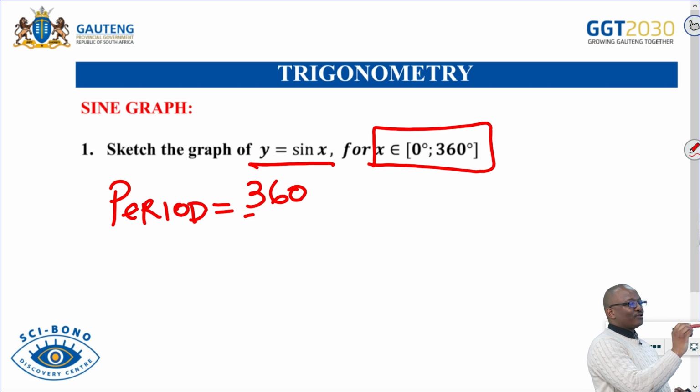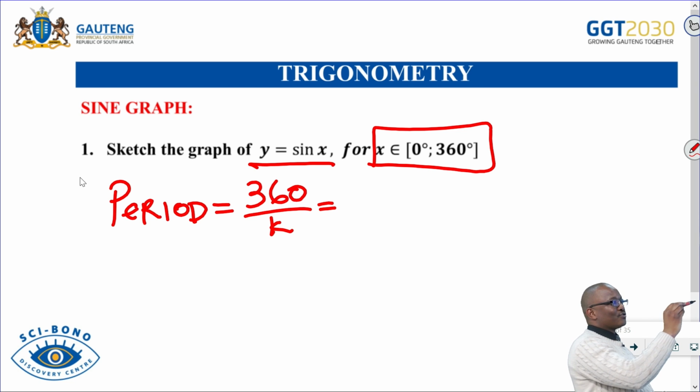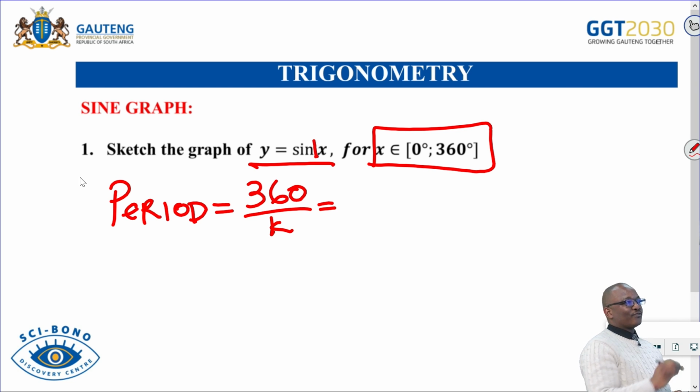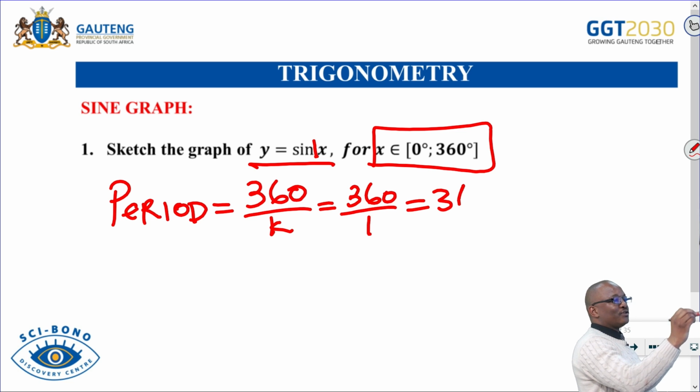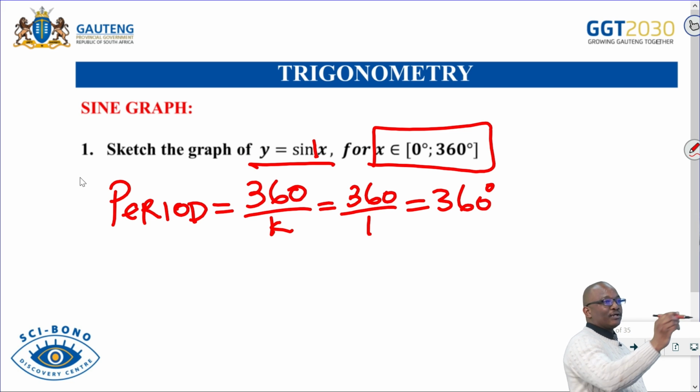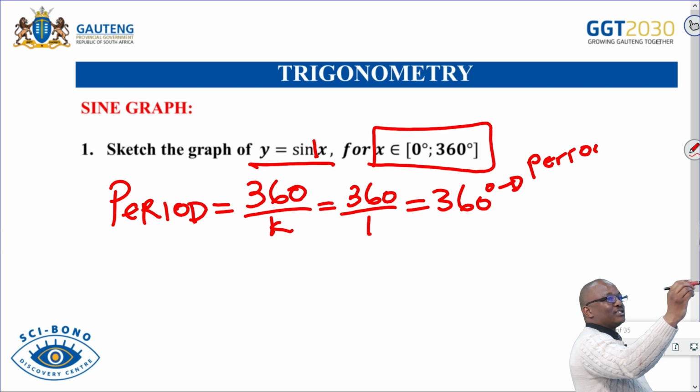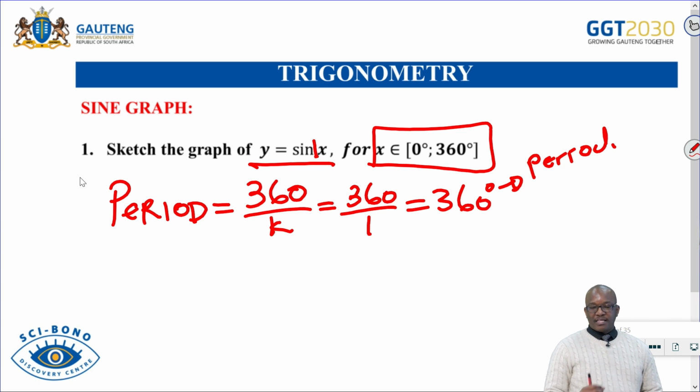So your period, you know that is 360 over k. Then when you're saying 360 over k, k is the number in front of x, which goes to 1. So we're going to say 360 divided by 1, which is going to give you 360. So now, that is your period. That is your period for that graph.